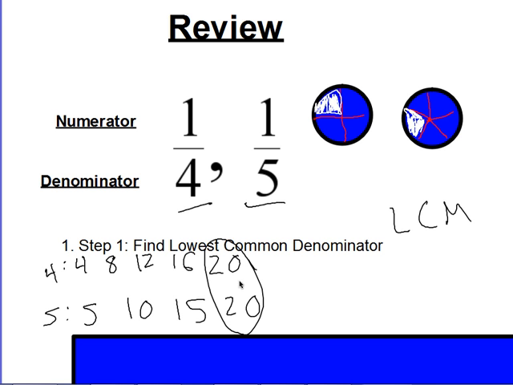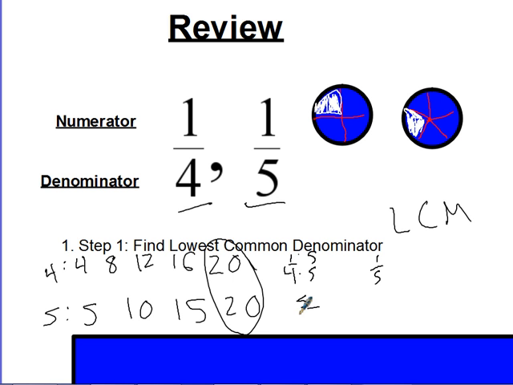Our lowest common denominator is going to be 20, so I'm trying to figure out what times 4 will give me 20, and what times 5 will give me 20. I can count that. My multiples for 4, for me to get 20, would be 1, 2, 3, 4, and 5. So I know I need to multiply both the numerator and the denominator by 5.